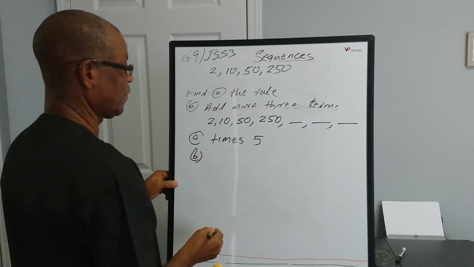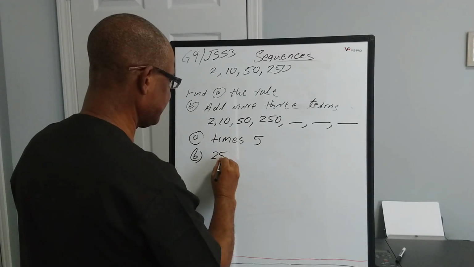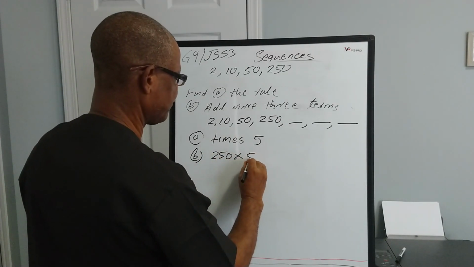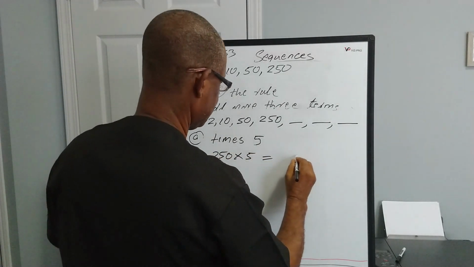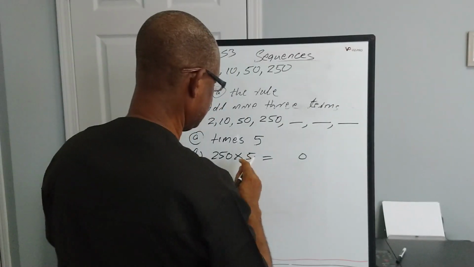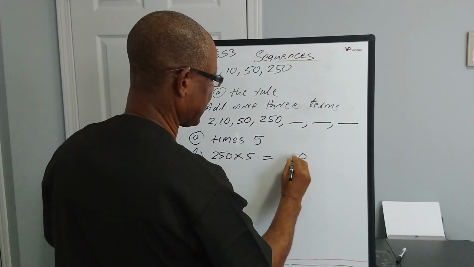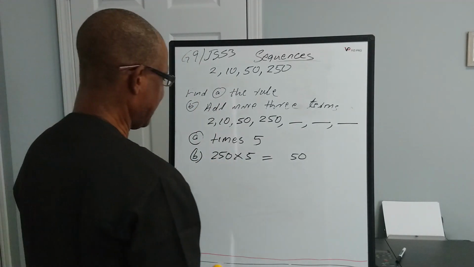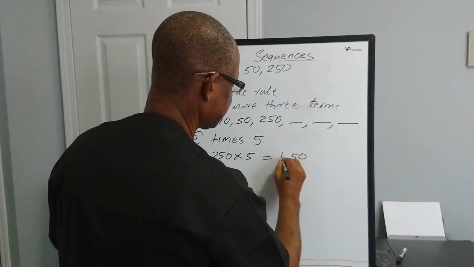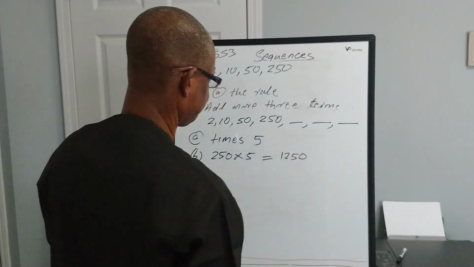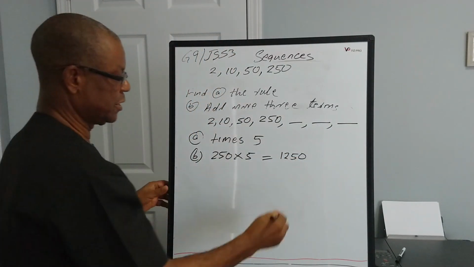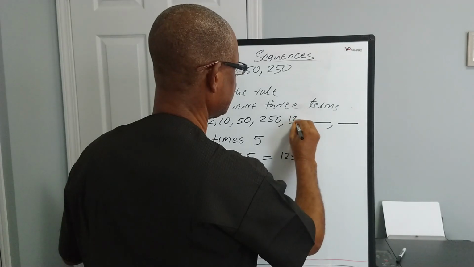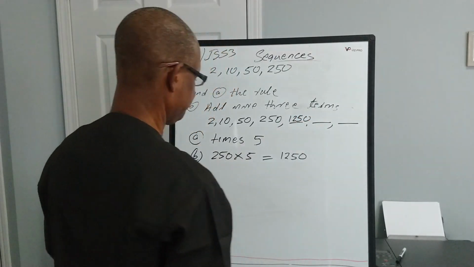We have 250 times 5. That will give us 5 times 0 is 0. 5 times 5 is 25. Write 5 and carry 2. 5 times 2 is 10, and 10 plus 2 we carried is 12. So this is 1250.